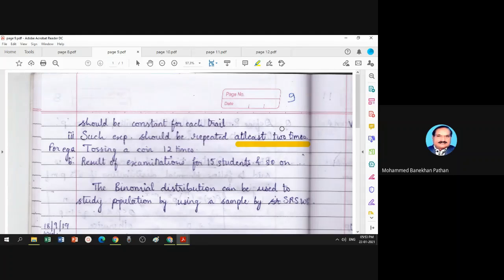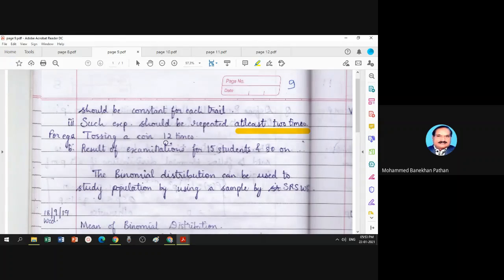What are the examples? Number one, tossing a coin 12 times. Recall yesterday's example of Bernoulli. I said tossing a coin once. So if you toss only one time, that is a Bernoulli distribution. And if you toss more than one time, it converts to the binomial distribution. So repetition of the experiment 2 times or more than 2 times is nothing but a binomial distribution. Here 12 is a particular value. You can put any positive finite number.